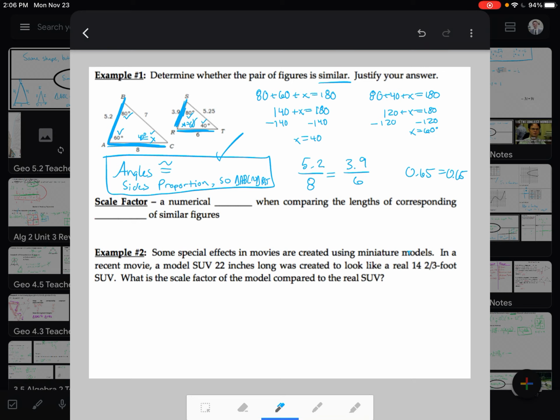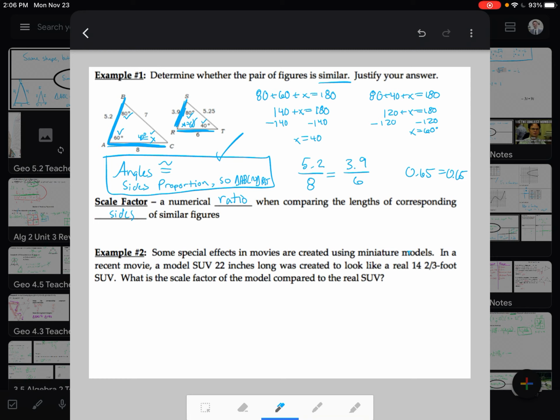All right. Next, when we have similar figures and we want to know just how much smaller, just how much bigger another one is, we use something called a scale factor. And this is just a numerical ratio when comparing the lengths of corresponding sides of similar figures.